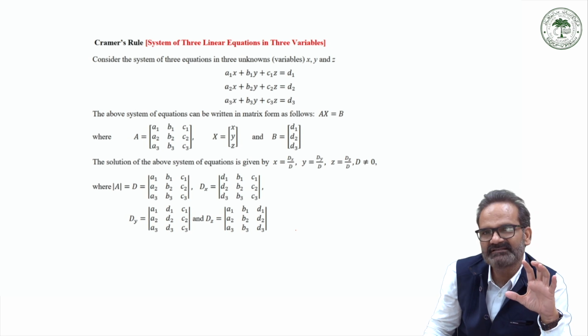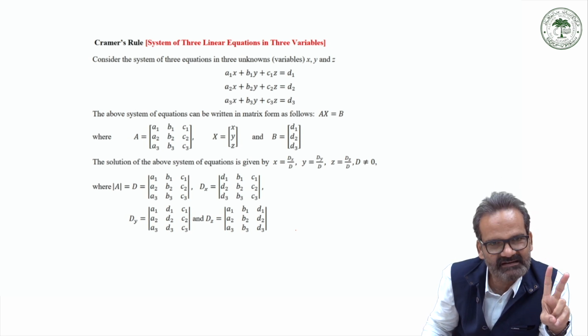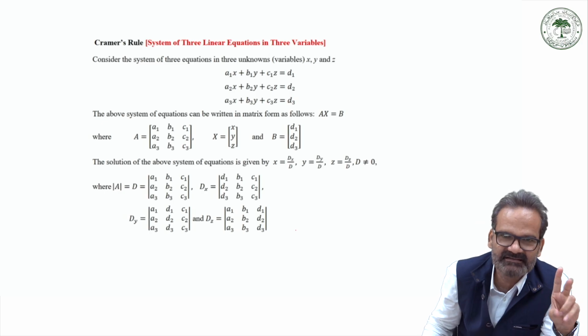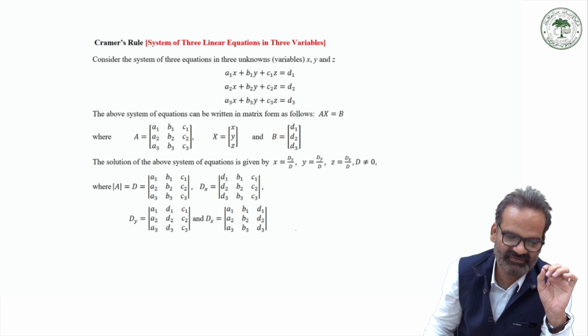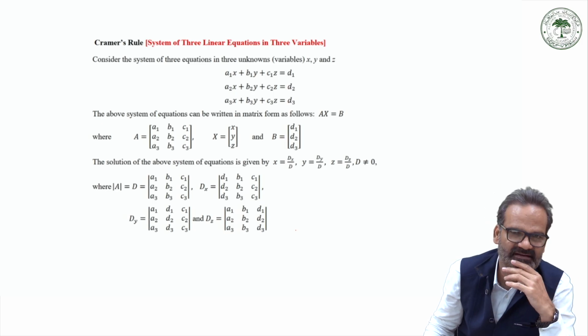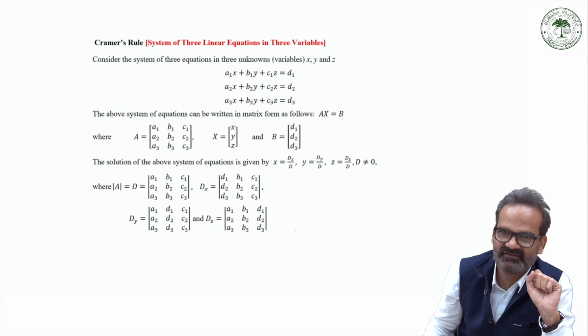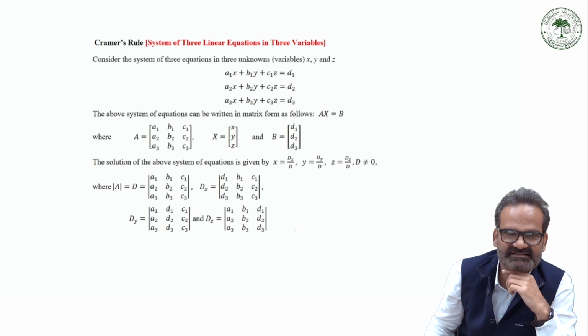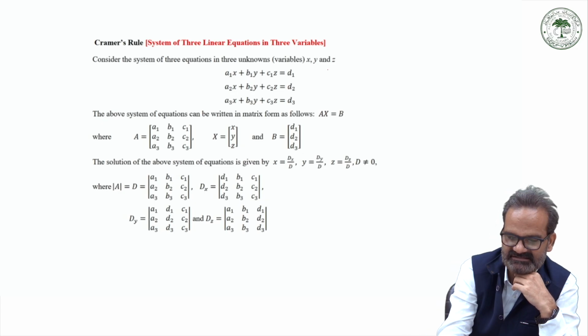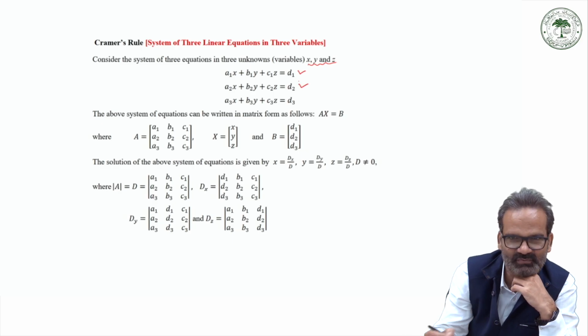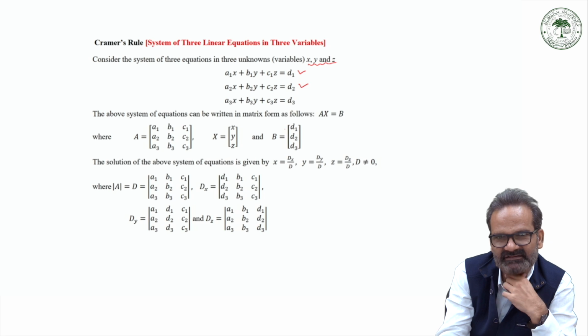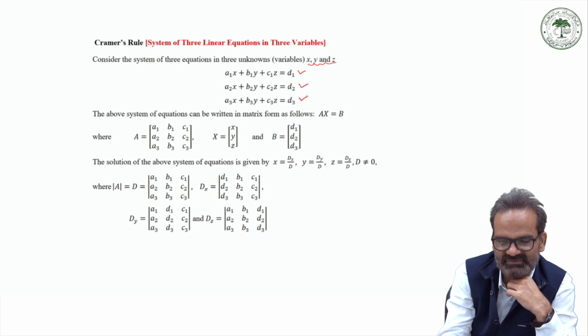Here the difference is what? We will have three variables x, y and z. In earlier cases we had only two variables x and y. So naturally, if we have three variables x, y and z, the number of equations will also be 3. So consider the system of three equations in three variables x, y and z. You have already seen this: a1x plus b1y plus c1z is equal to d1, a2x plus b2y plus c2z is equal to d2, and a3x plus b3y plus c3z is equal to d3.